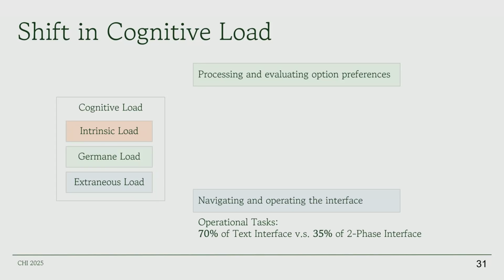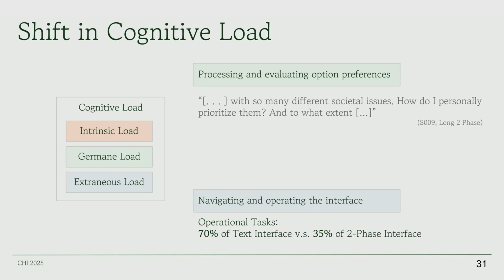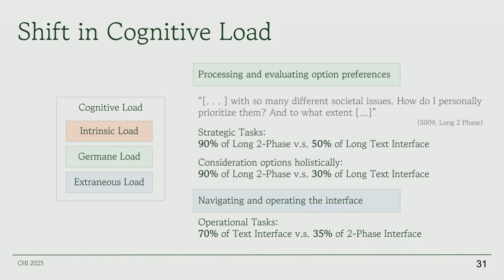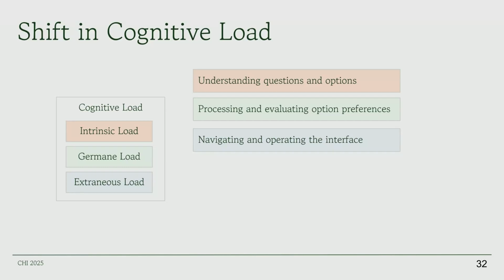Conversely, participants using the two-phase interface reported more sources contributing to germane load, particularly regarding strategic consideration and holistic evaluation, especially when dealing with numerous options. For example, this participant noted, "With so many different societal issues, how do I personally prioritize them?" This code underscores how participants engage in strategic evaluation across options more holistically.